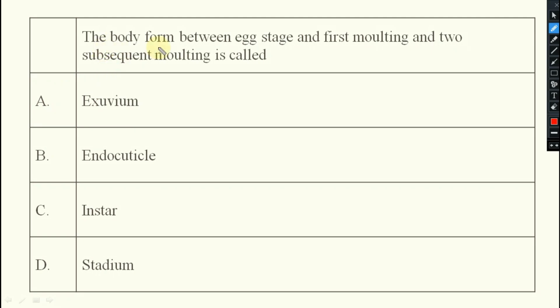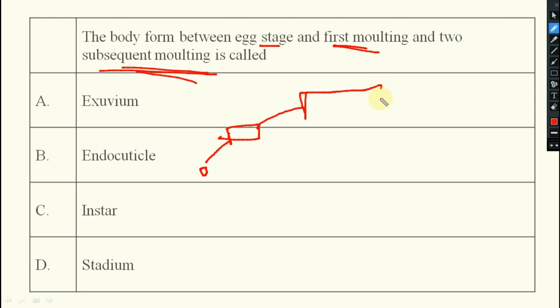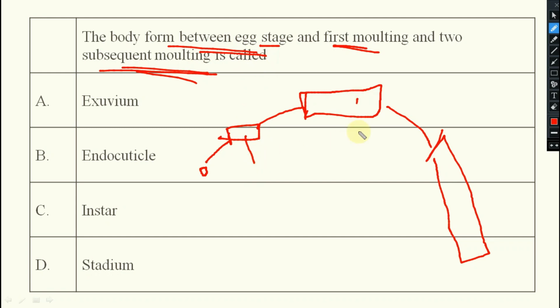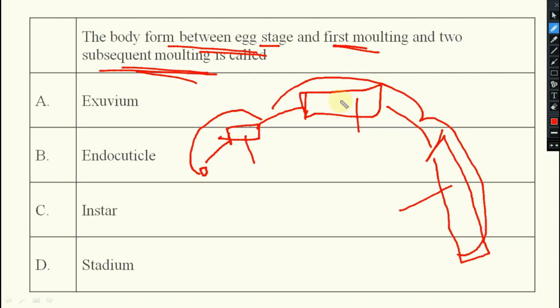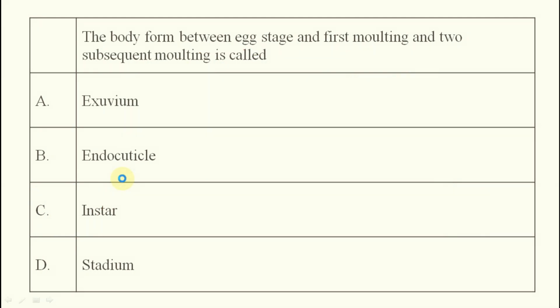Next, the body form between egg stage and post molting, and 2 subsequent moltings, is known as what? Suppose this is the egg, from this a larva came, and from this the larva grew. The body form or the stage present between egg and post molting and subsequent molting is known as what? Your instar. Option C is the right answer.